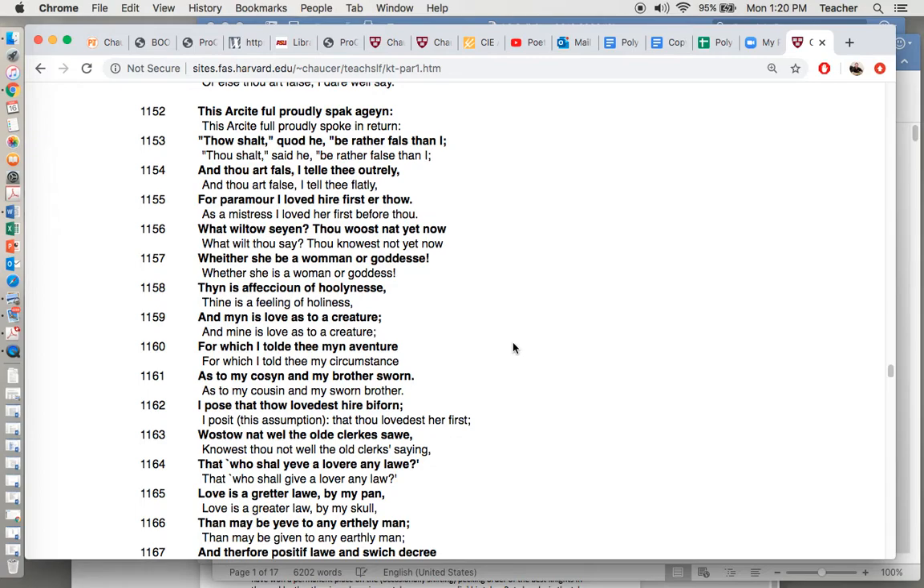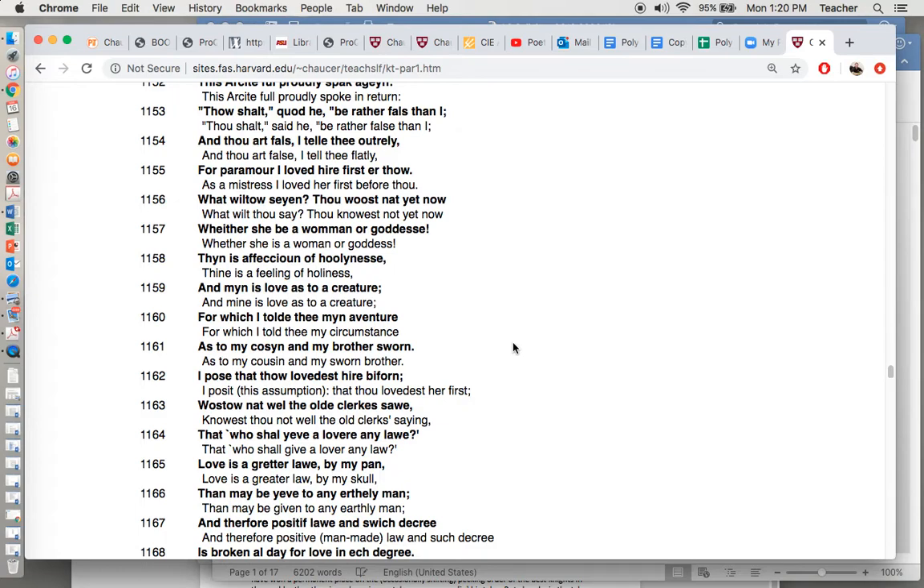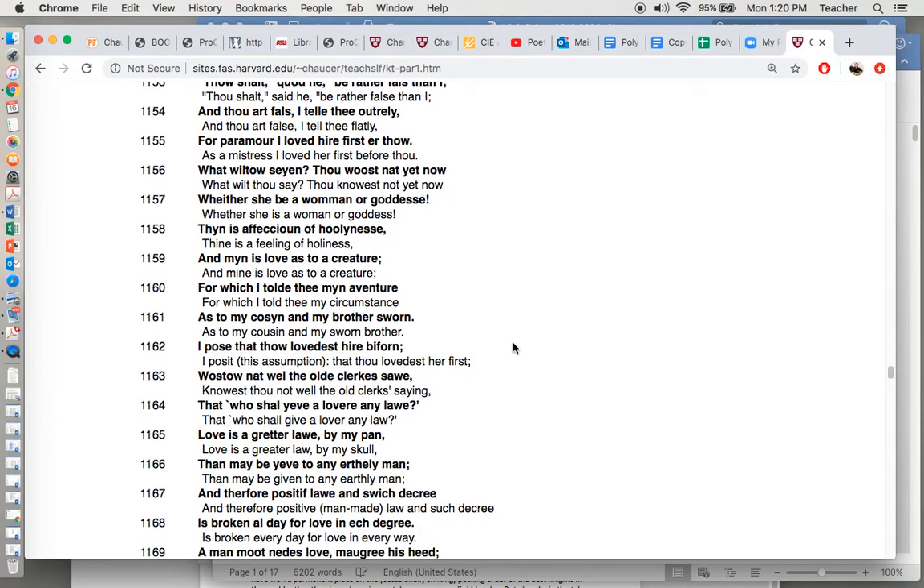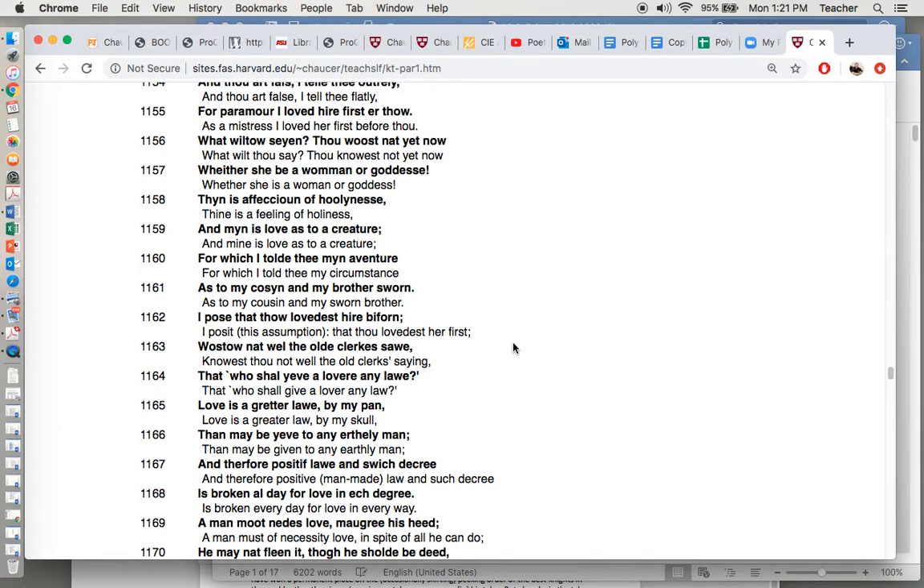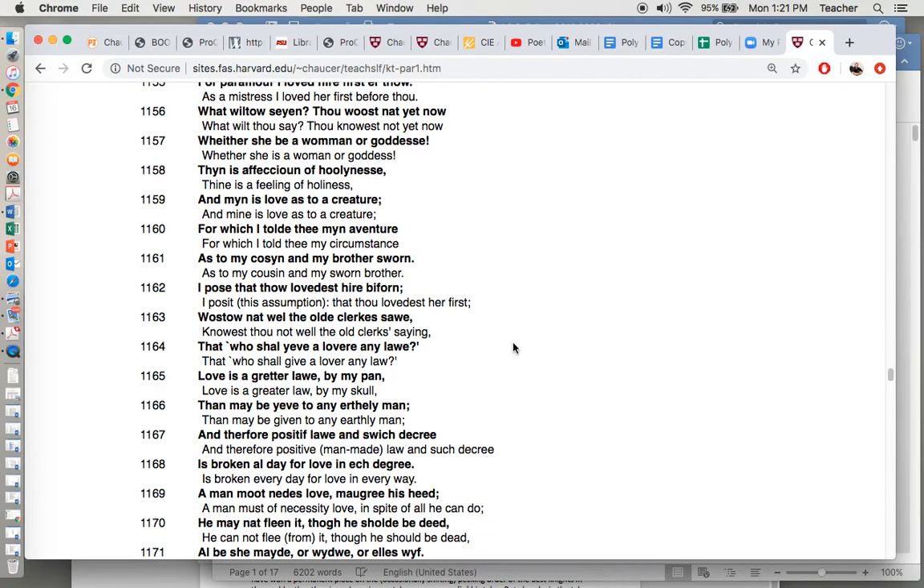Okay, 1152. This Arcita for Palamon back again. False what, quoth he, be rather false than he. Thou art false, I tell thee outwardly, for Palamon loved her first though. What will in saying, thou wast not yet know whether she be woman or goddess, Venus faction of holiness, and mine is love as to a creature, for which I told thee mine aventure, as to me cousin and me brother sworn. I posed that thou lovest her before, wast thou not well the oldest clerk saw, that who shall leave a lover any law? Love is greater law, by me pan, than may be given to any earthly man, and therefore passeth law and switch decrees, broken all day for love in every degree.